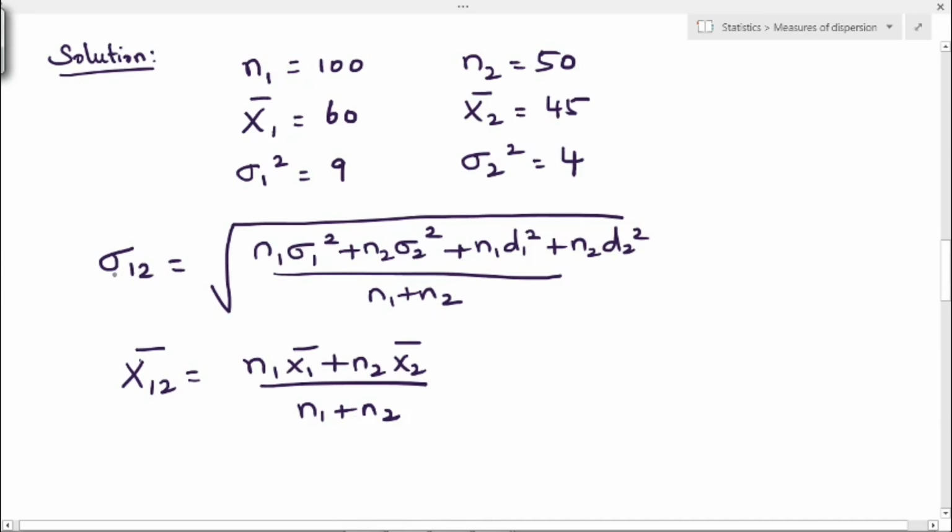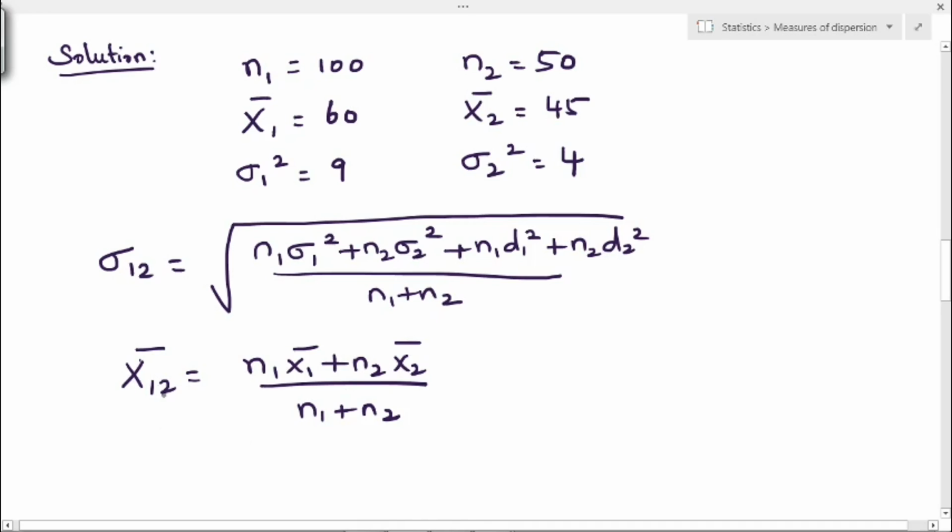So formula is sigma 1 2 equal to square root of n1 sigma 1 square plus n2 sigma 2 square plus n1 d1 square plus n2 d2 square divided by n1 plus n2. So we already know the values of n1 sigma 1 square, n2 sigma 2 square, but we have to find out d1 and d2. So for finding d1 and d2, first we have to calculate combined mean.